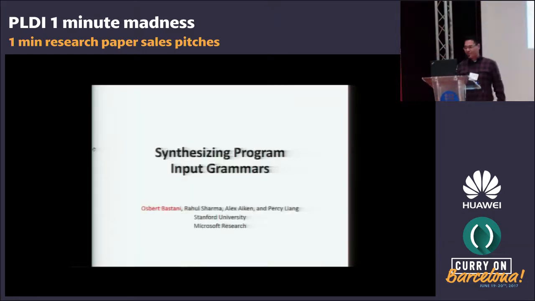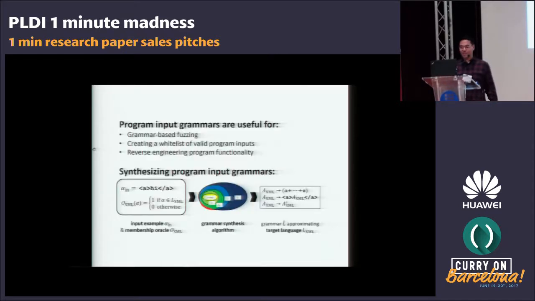Hi everyone, I'm Osbert, and today I'll be talking about synthesizing program input grammars. So if you've ever had a program that takes structured inputs such as XML, and you want to do something like grammar-based fuzzing, or create a whitelist of valid program inputs to improve security, or reverse engineer the program's functionality, but then you realize that you don't have the program input grammar, so you can't do any of these things, well then I'm going to tell you about an algorithm that'll solve all your problems. So this algorithm just needs access to an input example and also black box access to the program, and then it'll use active learning to learn a grammar that approximates the program input grammar. And if you want to know how this works, come to my talk. Thank you.